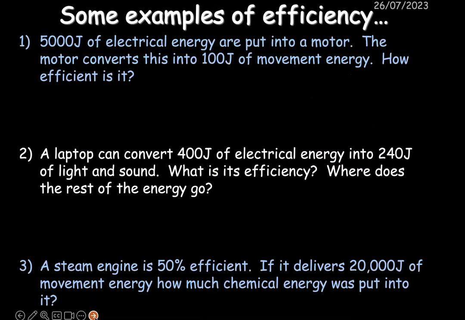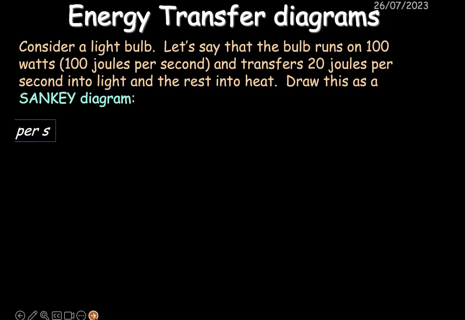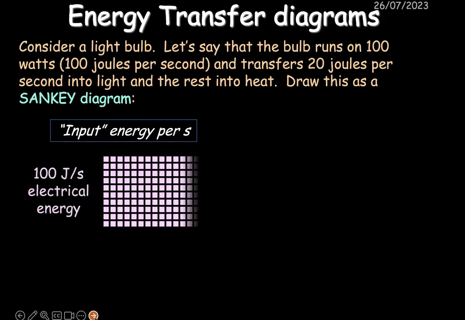When we're discussing this, they also need to distinguish between useful and wasted, otherwise they've missed the concept. So these examples are given to them, and you can either stop the slide now and see if you can work out these examples yourself. Otherwise I continue and I move on to representing the efficiency using what are called Sankey diagrams.